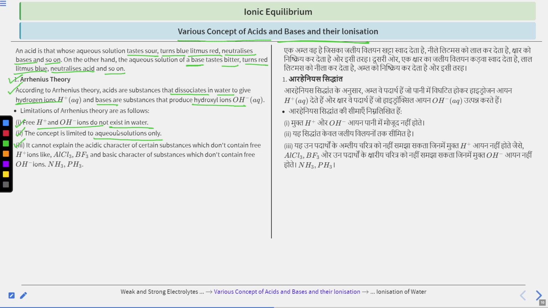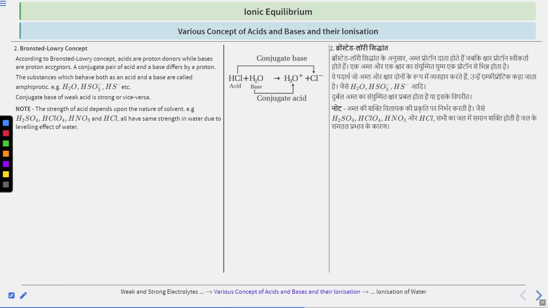Third, it cannot explain the acidic character of certain substances. And what type of certain substances? Those which don't contain free H positive ions, like AlCl3, BF3, and the basic character of substances which don't contain free OH minus, like NH3 and PH3. So if a substance is basic but it doesn't contain OH minus ion, then how will you explain it as a base? This is also not explainable by the Arrhenius theory, and these are some limitations of this theory. Let's see another theory, which is the Bronsted-Lowry concept.